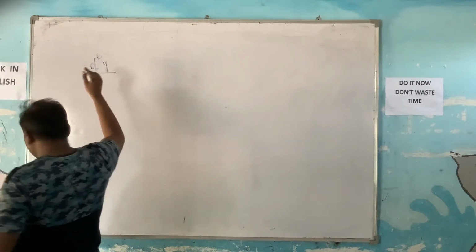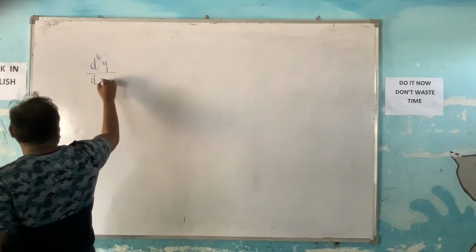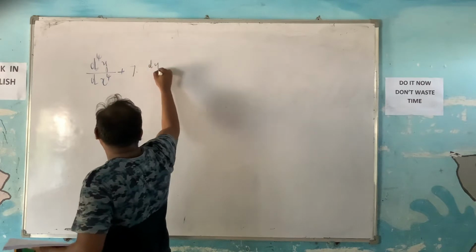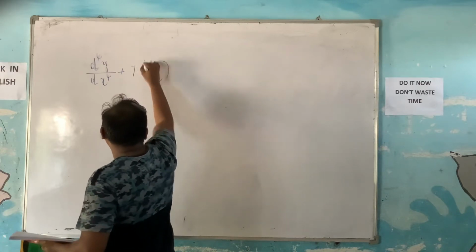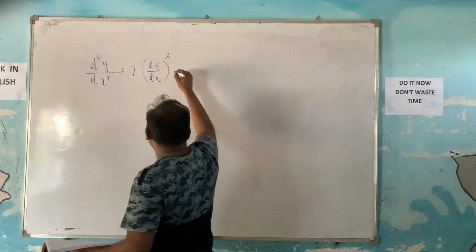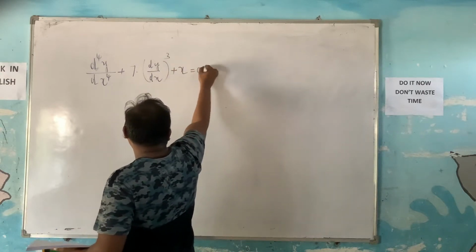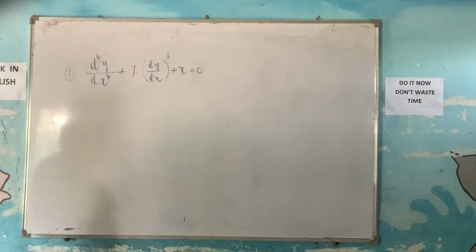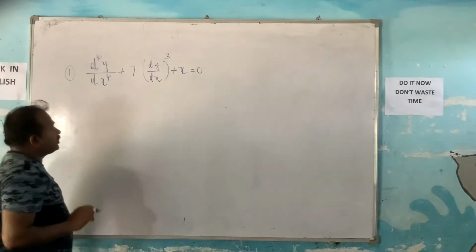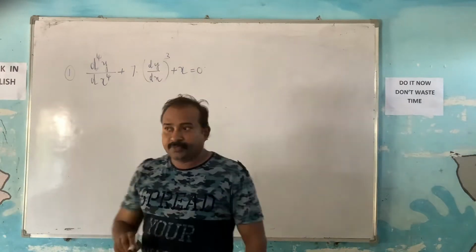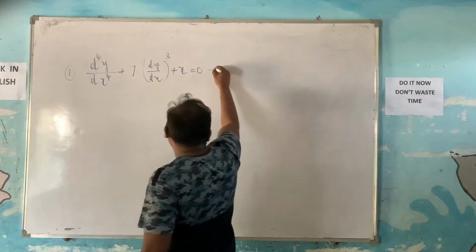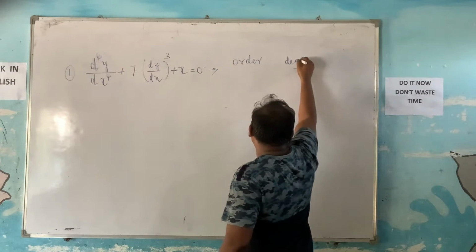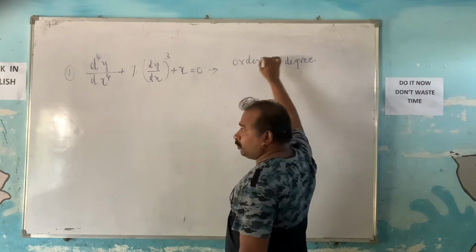d power 4y by dx power 4 plus 7 into (dy by dx) whole cube plus x equal to 0. This is the first example. For this differential equation we have to calculate the order and degree. What is the order and what is the degree?